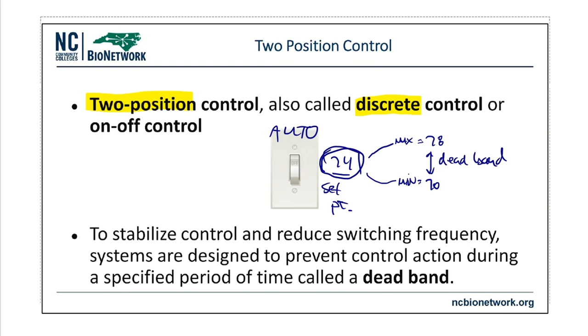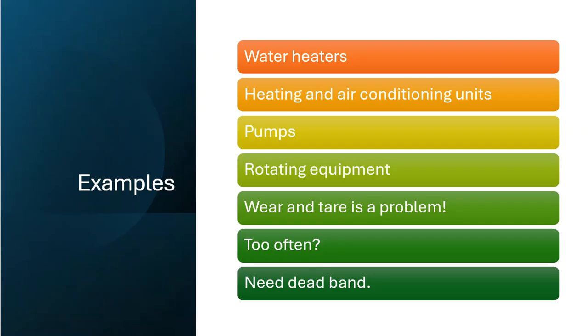Hopefully that describes deadband a little bit better: to stabilize control and reduce switching frequency, systems are designed to prevent control action during a specified period of time, which is called the deadband. All right, so hopefully that will get that idea of a deadband across to you.